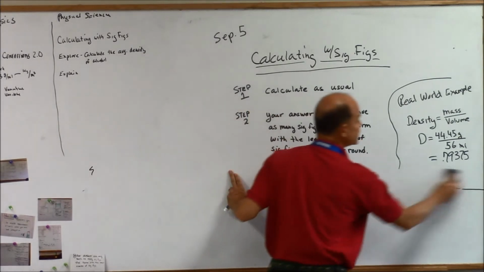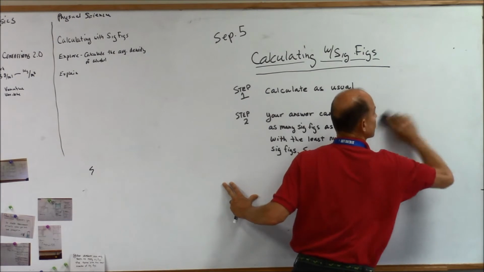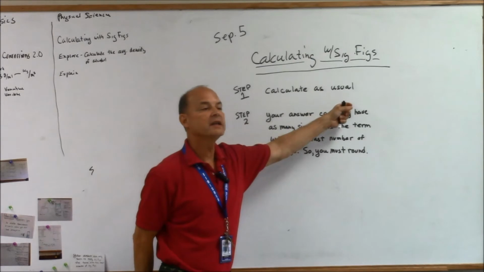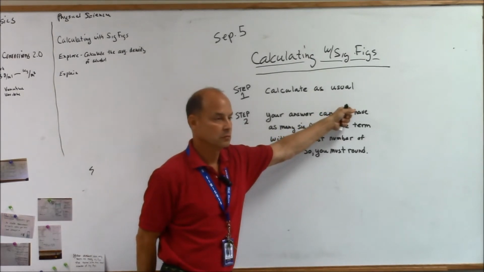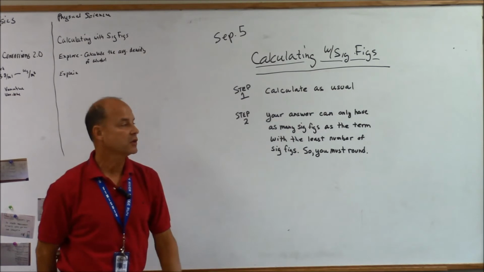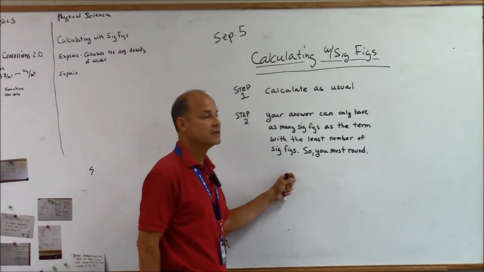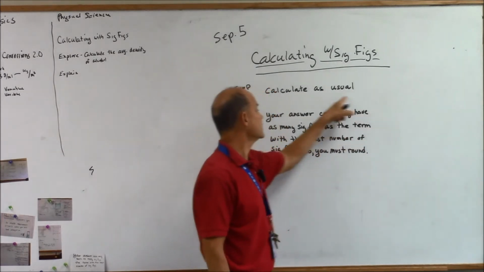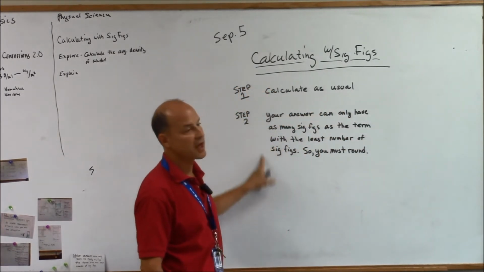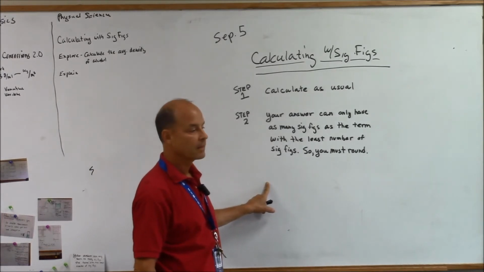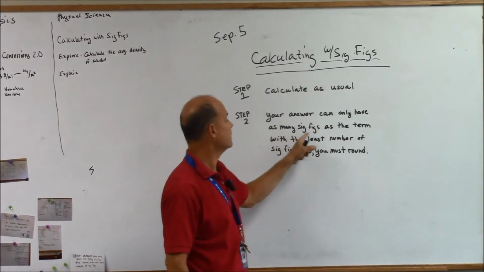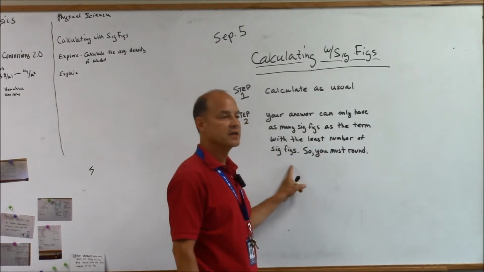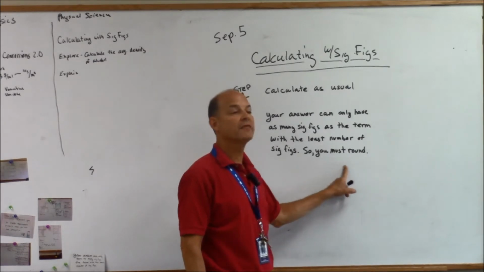It's really just a 2-step process. First of all, just go ahead and calculate as usual. And then when you get your answer, you have to figure out how many digits to report. And this is your mantra right here. I've worded this as carefully as I can, so I do want you to have this in your notes. Your answer can only have as many sig figs as the term with the least number of sig figs. That's said pretty concisely. So you're going to have to round.